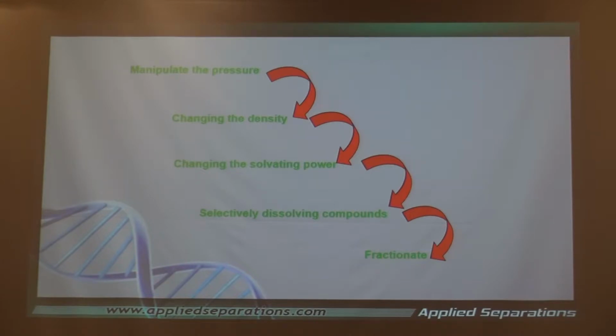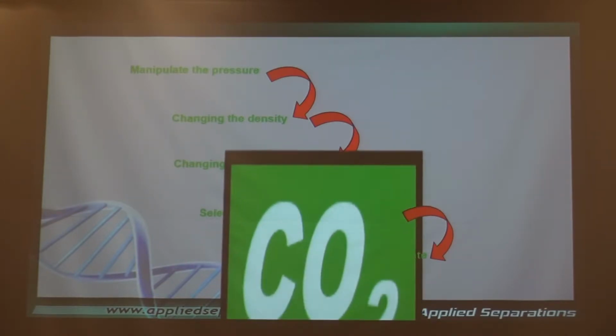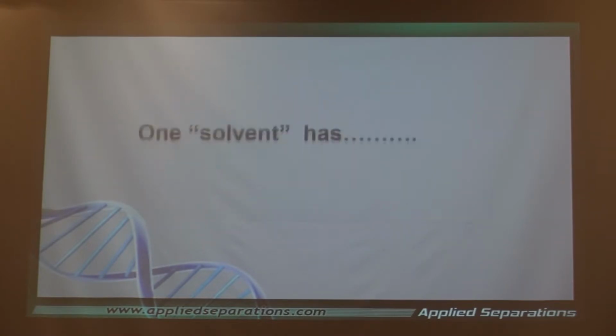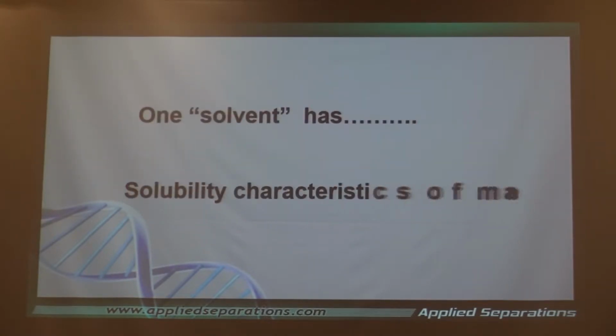But all the time, how many solvents are we using? One, carbon dioxide. This is the power of supercritical carbon dioxide, because you can change the solvating power. So from one solvent, we have the solubility characteristics of many. This is a very powerful tool that you have in doing these kinds of separations.